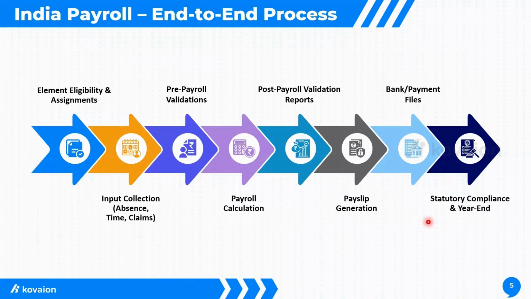This slide represents the end-to-end process of India Payroll. It starts with element eligibility and assignments, where we define what components apply to each employee. Next is input collection, which includes gathering data like attendance, time, and other various claims. Once inputs are ready, we move to pre-payroll validations to ensure accuracy before processing. Then comes the payroll calculations, where salaries are computed based on rules and inputs.